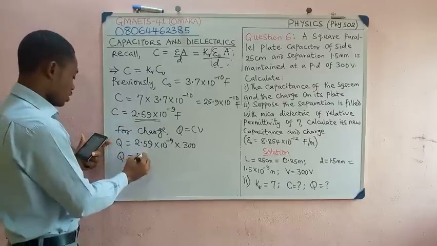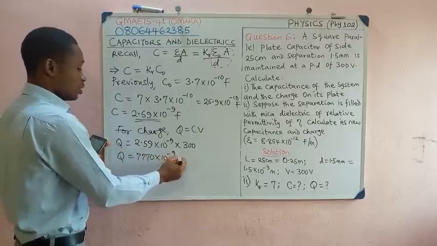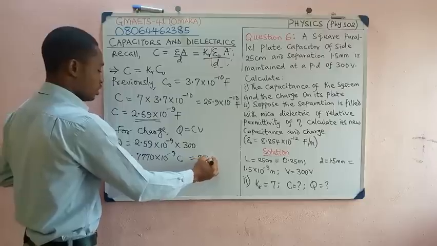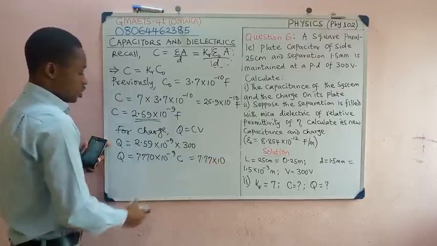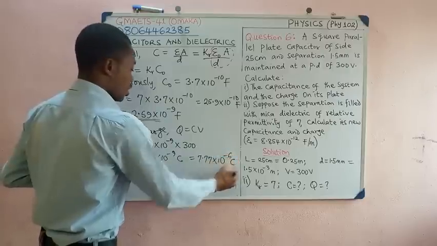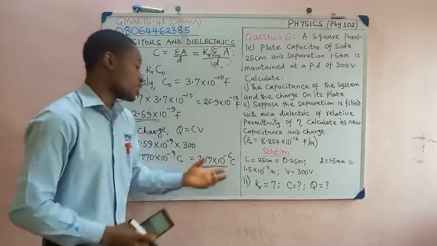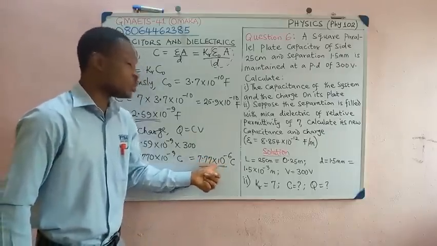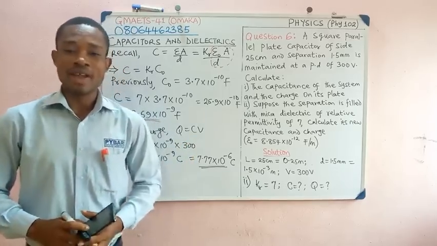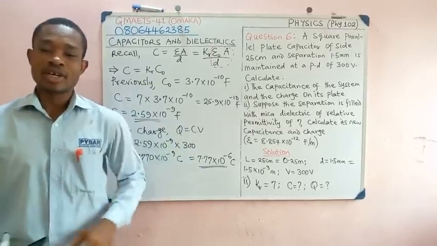That is 777 times 10 raised to the power minus 9 coulomb, which is still equivalent to 7.77 times 10 raised to the power minus 6 coulomb, as I move the point by the three places. Good, and that becomes the result. This result can still be quoted as 7.77 microcoulomb, because 10 raised to the power minus 6 is micro, right? So this is how we approach this problem on the board. It's a simple one.